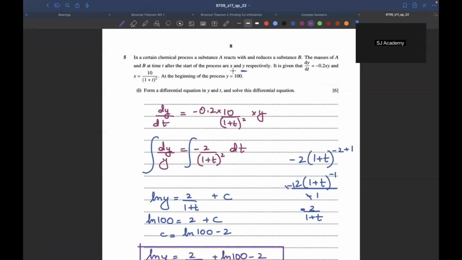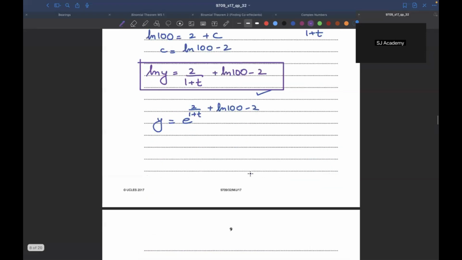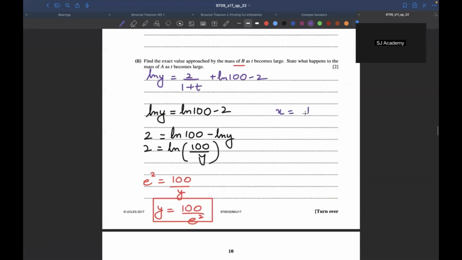And we know that X is equal to, from the equation given above, 10 upon (1 plus T) whole squared. And X is basically the mass of A. Now again, as T becomes really large, when we divide 10 by a very large value, that is approximately equal to 0. So we'll say that the mass of A becomes 0 as T becomes very large.